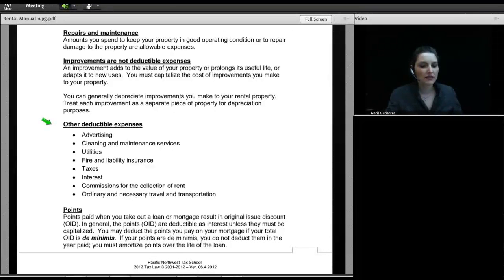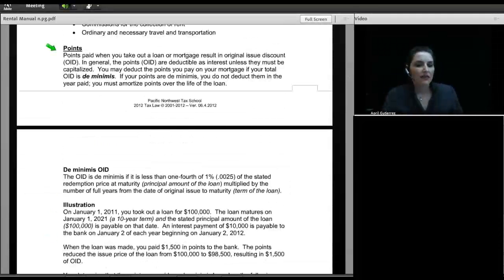So the types of expenses that are not improvements that you can deduct include things like advertising, cleaning and maintenance services, utilities, fire and liability insurance, taxes, interest, commissions for the collection of rent, and the ordinary and necessary travel and transportation expenses.